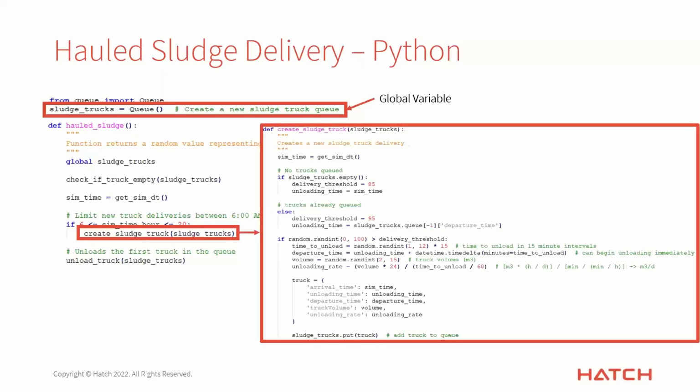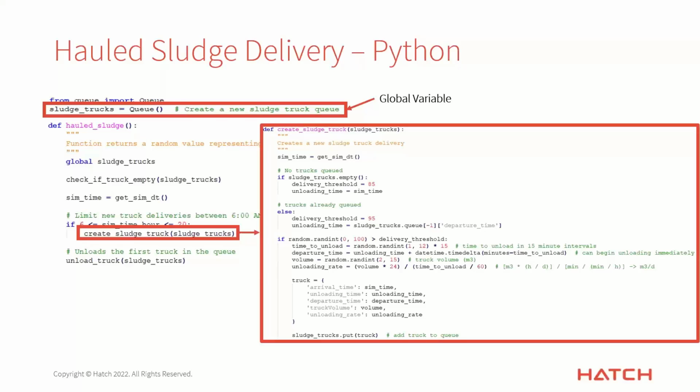In this function, we need to define a delivery threshold. And we're going to define our delivery threshold depending on if we have any trucks currently in our queue. If we don't, we'll define it to be 85. Otherwise, we'll define it to be 95. Where this deviation comes from is that if we have any trucks at our plant, it's a little bit less likely that we will have more trucks show up to the plant. So we're setting our threshold slightly higher if there are trucks currently in our queue.